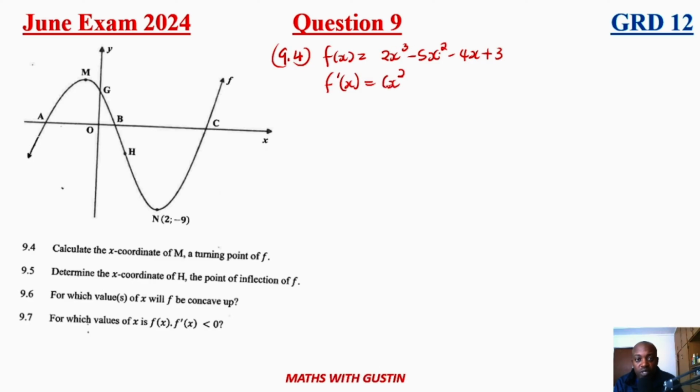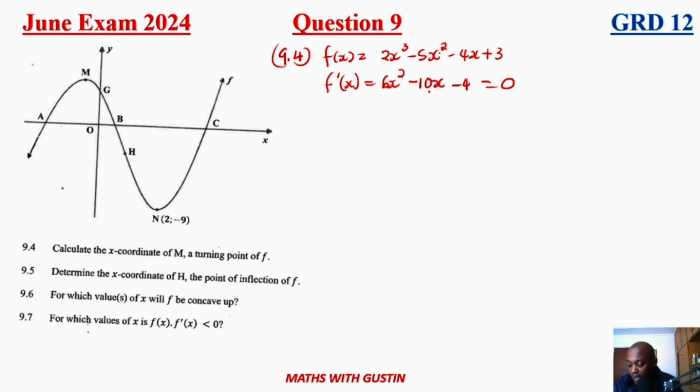3 times 2 is going to be 6, and then we minus 1 from the top, so we're left with x squared. 2 times -5 is going to give us -10. Minus 1 from the top, we're left with x. Drop the 1, minus 4, and then that's how it is. Then we're going to equate this to 0.